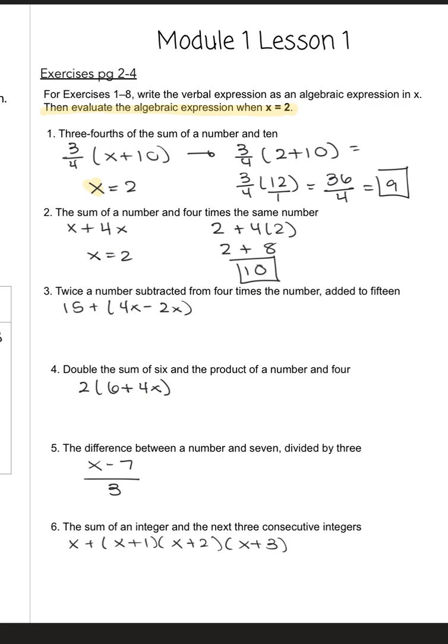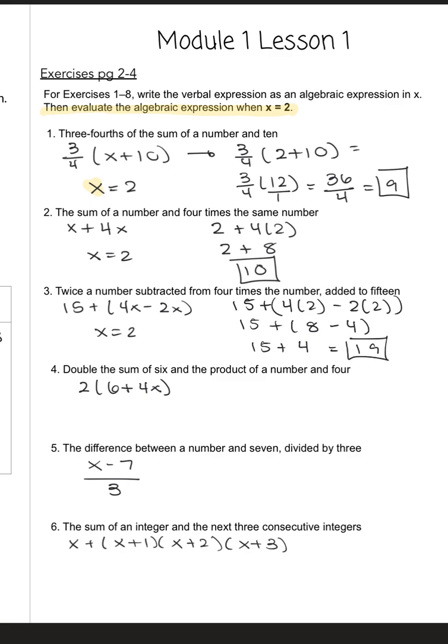For number 3, we have 15 plus 4x minus 2x, again, when x is 2. All right, so we're simply just going to put in when x is 2. So we have 4 times 2, forgot my parentheses, minus 2 times 2. So working in my parentheses from left to right, I have 15 plus 8 minus 4, 15 plus 4, which is going to give me 19.